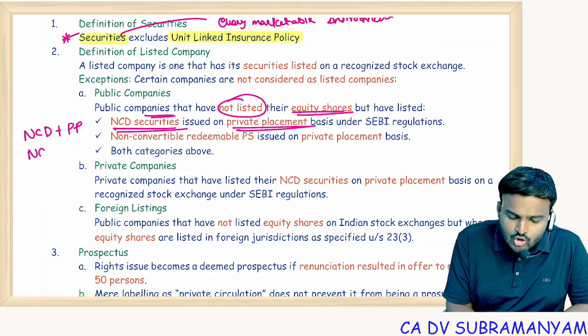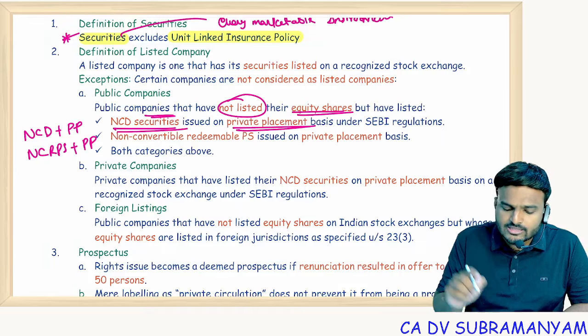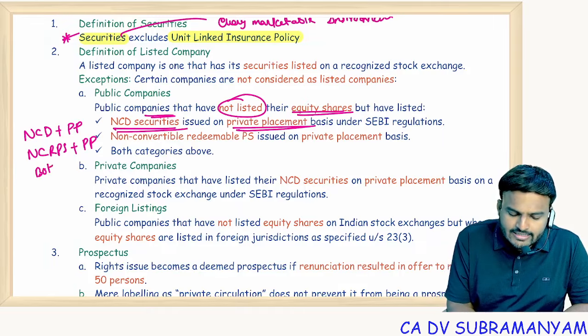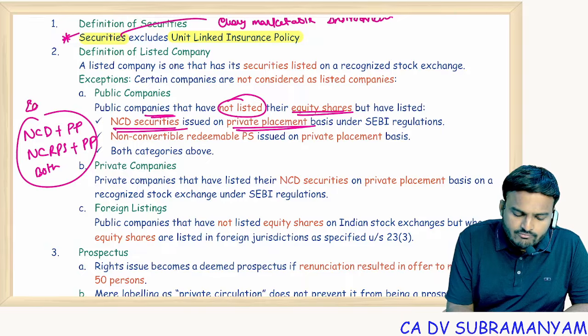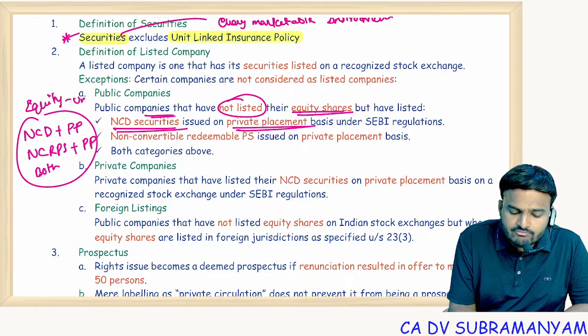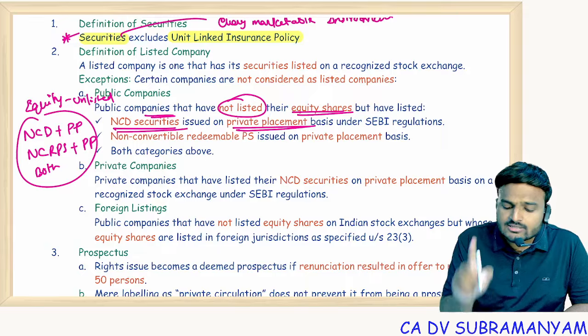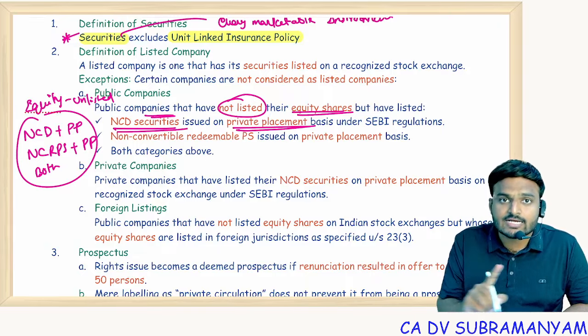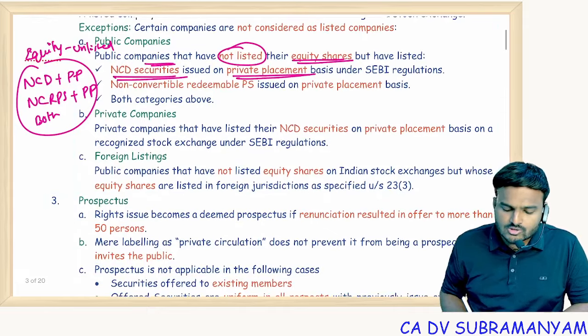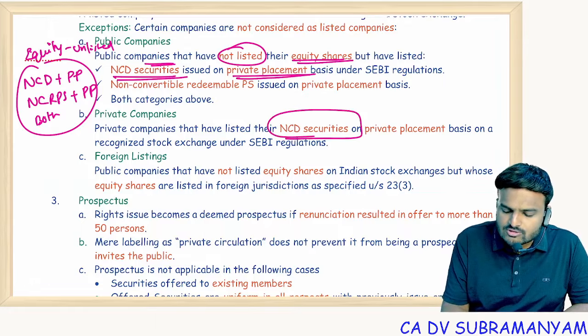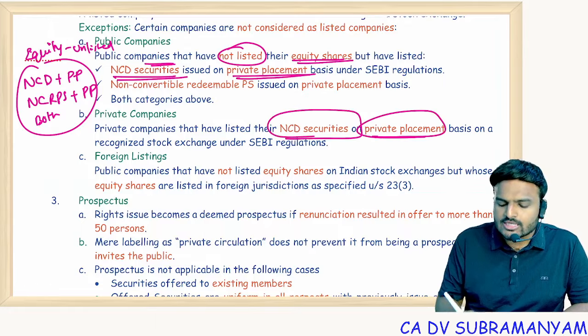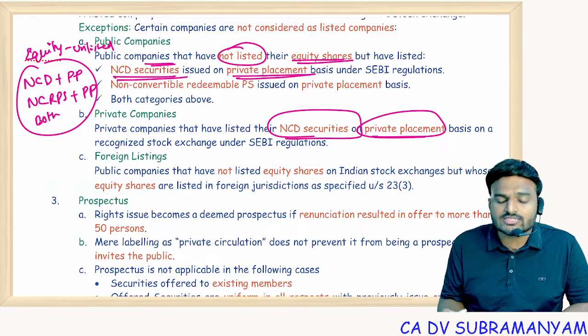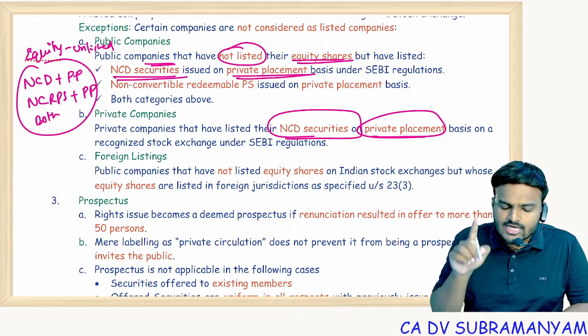Next one, non-convertible redeemable preference shares which were offered under private placement basis, or both the categories. In all these cases, equity shares remain unlisted. Then that company is not treated as a listed company. Private company also, you can see here, NCDs which were offered under private placement basis, even though they are listed on a recognized stock exchange, it is also treated as an unlisted company.